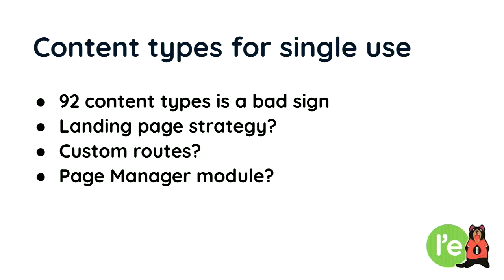Be careful about content types that are just for single use. So you want to have a landing page, so you create a new content type for that. Often we get these sites where there are 92 content types, and you look at it and 80% of them are only one or two nodes. That's a common pattern that Drupal doesn't really scale. I can do it in Drupal, so it must be fine, right? No, not really. So just be aware of other strategies for that.